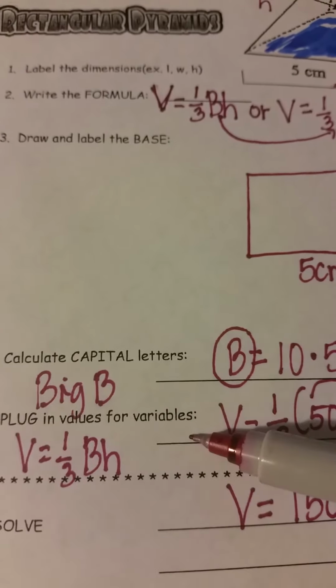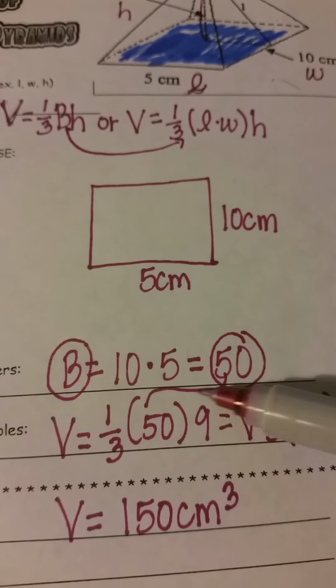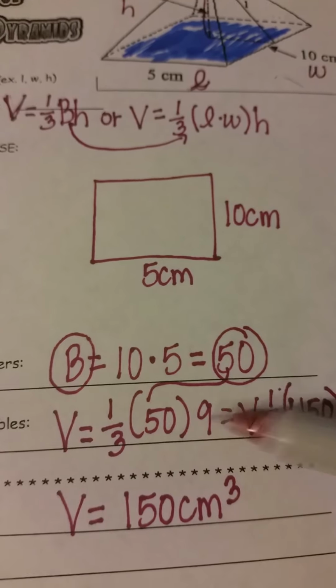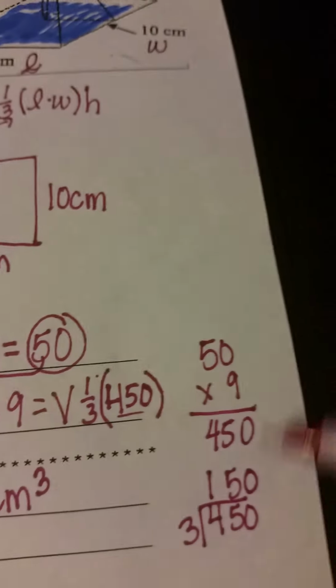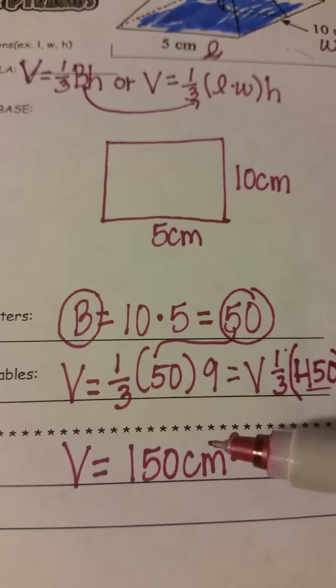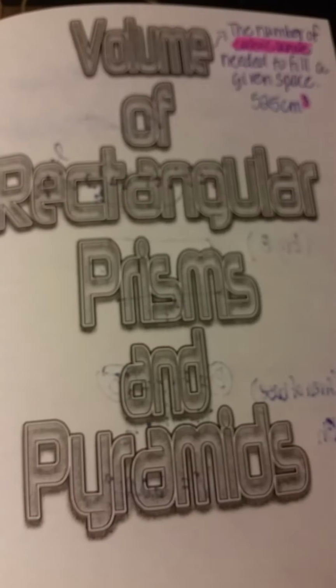Next step is to plug in the variables in my formula. Okay, so I just brought down that 50, which was big B. So it's V equals 1/3 of 50 times 9, which would give me 1/3 of 450. All right, and we know that 450 divided by 3 would give me 150 cubic centimeters. Okay, so now we just did volume of rectangular prisms and pyramids.